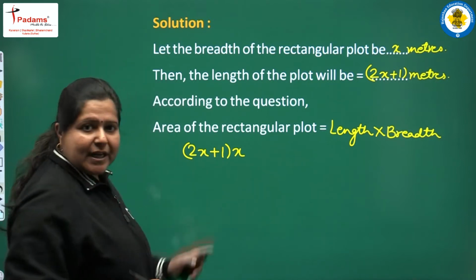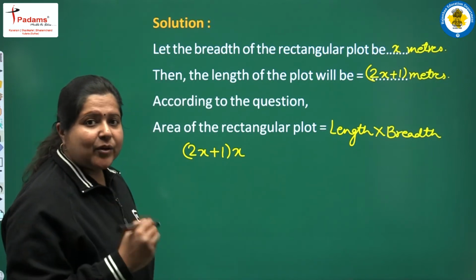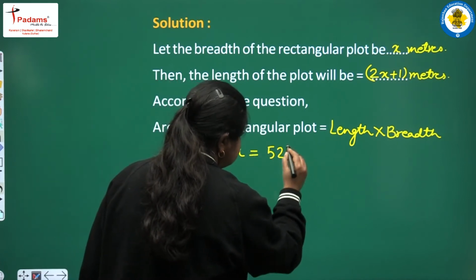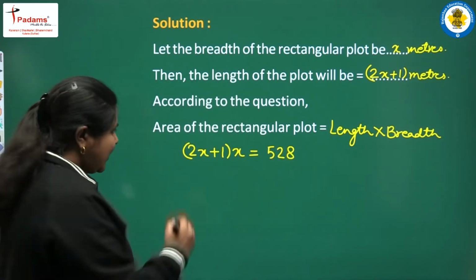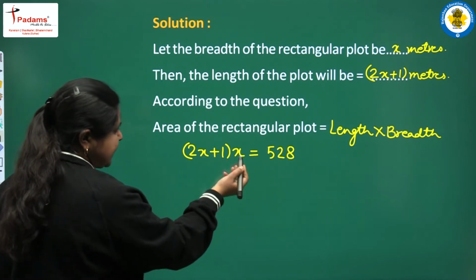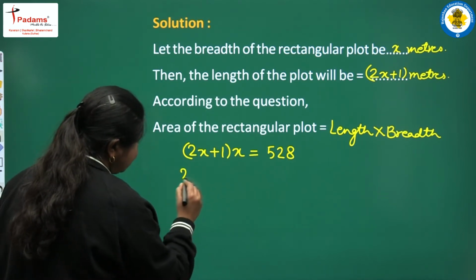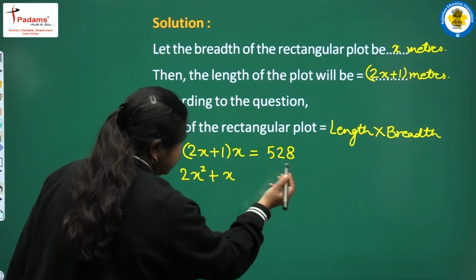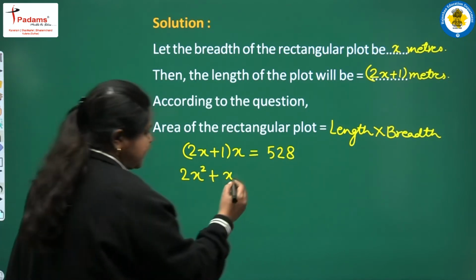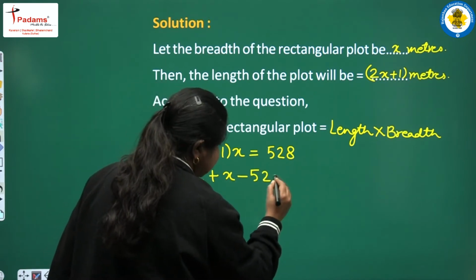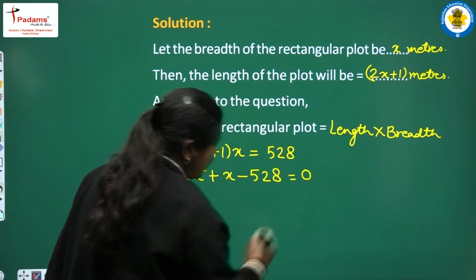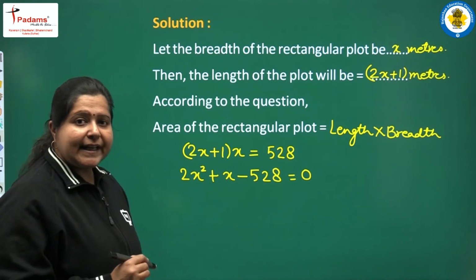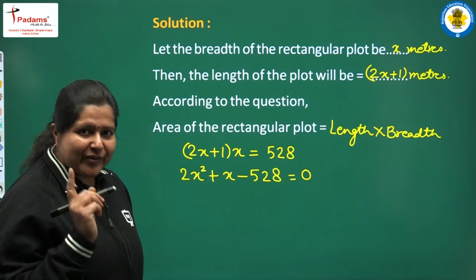So the product of these two is the area, and this area is given in the question as equal to 528 meter square. Now simplify this LHS, multiply this x by both these terms. You will get 2x square plus 1 into x will be x, and then bring this 528 to the LHS. It will be minus 528 equal to 0. This is a quadratic equation and now we will solve it by using the quadratic formula.